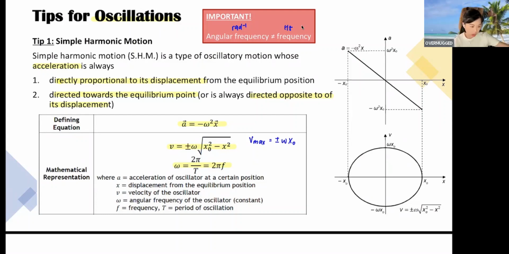Now, the next thing you need to take note of is the graphs. If they were to ask you about the graphs for your simple harmonic motion, your acceleration versus your displacement, you realize that acceleration is always directly proportional to your displacement, just with a negative gradient. So you will have one straight line slope like that. It's a linear equation. Understand? But if I were to vary my velocity with x, then it would be a circular shape, whereby the maximum velocity is omega x naught, and the maximum amplitude is x naught.